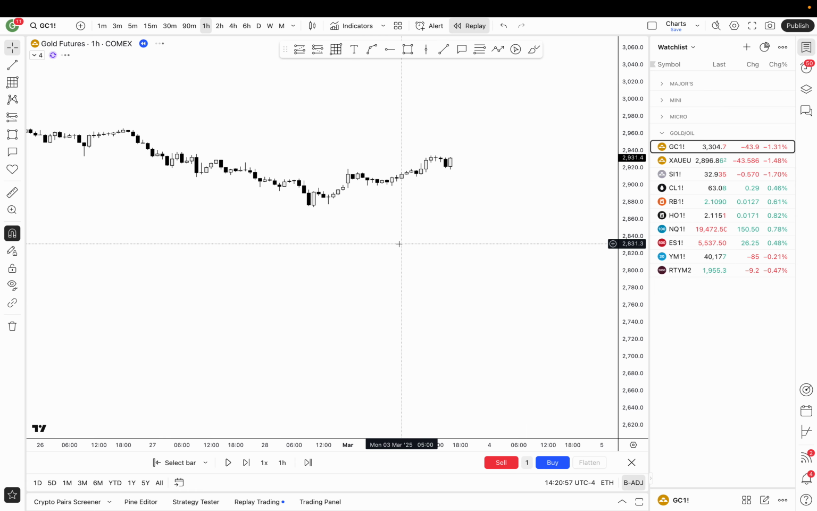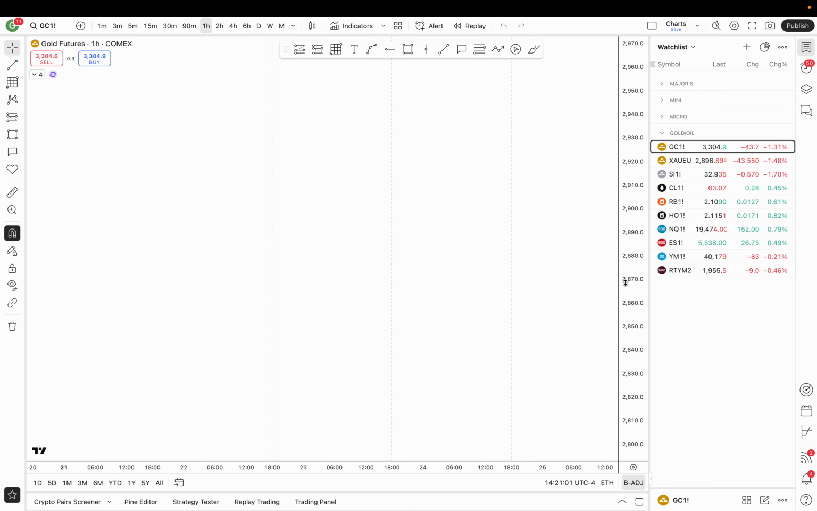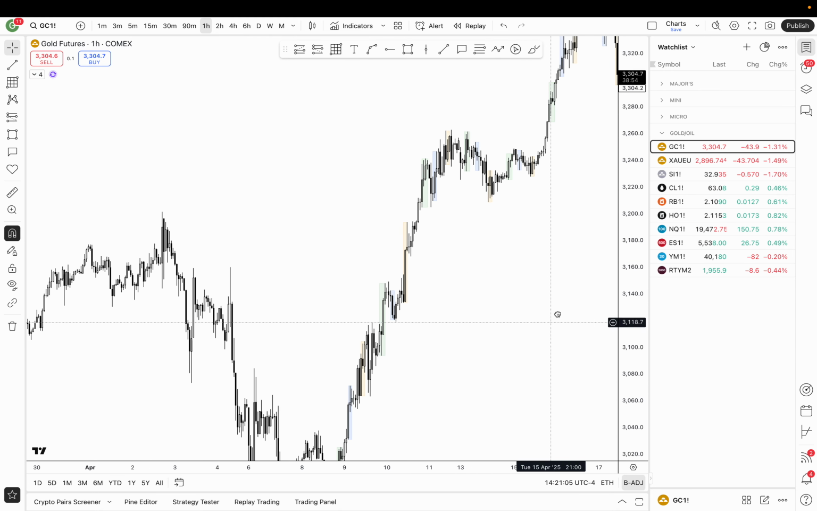If I can even remember where this was, it was somewhere on NQ here, or gold and whatnot. It was a while ago. I think it was like.